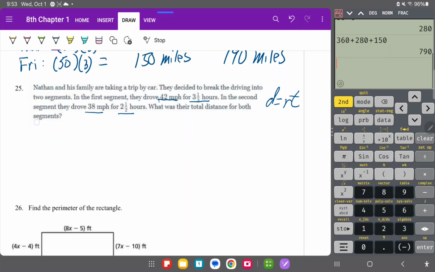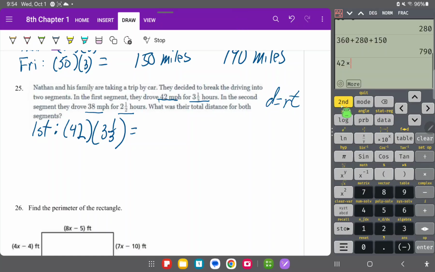So for the first part, their rate was 42, and the time was 3 1/3 hours. Now, what we're going to do is in our calculator, if you'll notice, we have our fraction button, and just above that is a mixed number button. So I can do this. I'm going to go 42 times, and then I'm going to hit this.